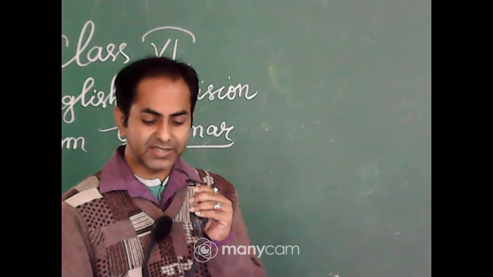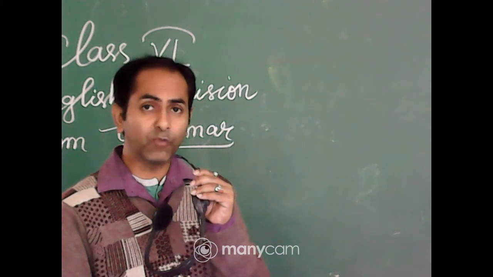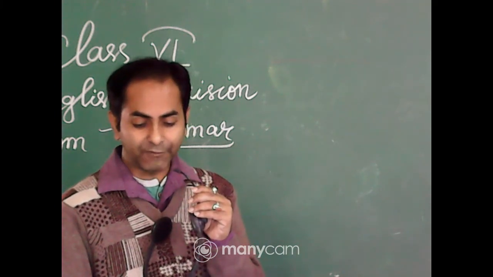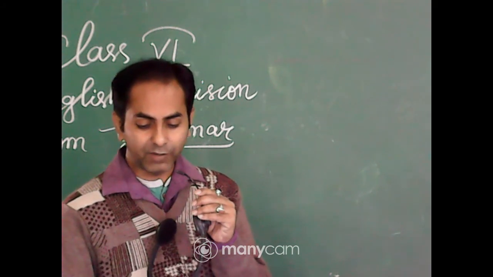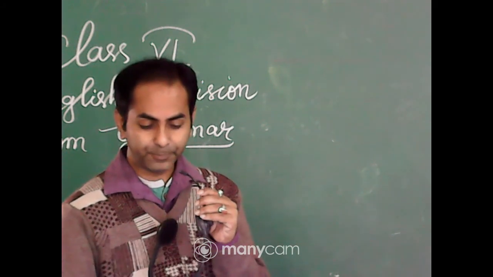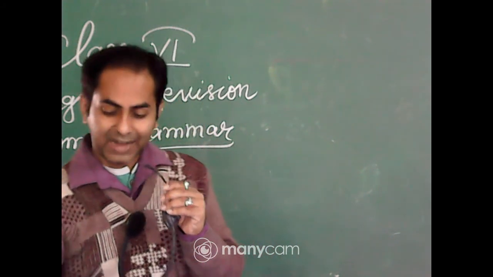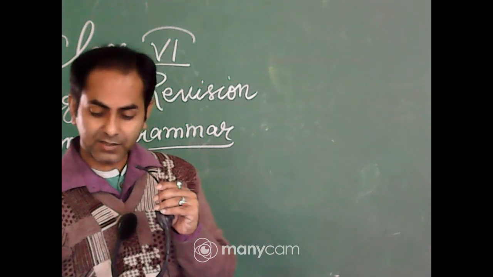Then again a question might come that Rita is frequently missing her classes. So here in the sentence, frequently, which type of adverb is it? The options will be like this: adverb of time, then adverb of frequency, then adverb of place, adverb of manner. So what will be the answer here?